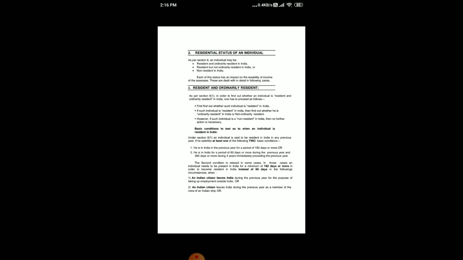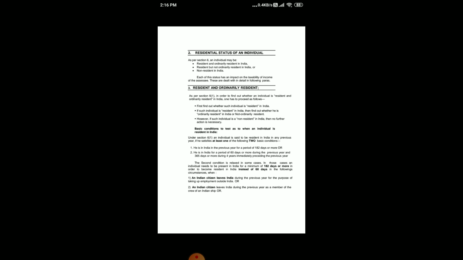So the resident status of an individual, which we have seen, is classified in Section 6 of the Indian Income Tax Act. Residents are of three types. Let us see the first type, resident and ordinarily resident, which is said in Section 6, subsection 1.